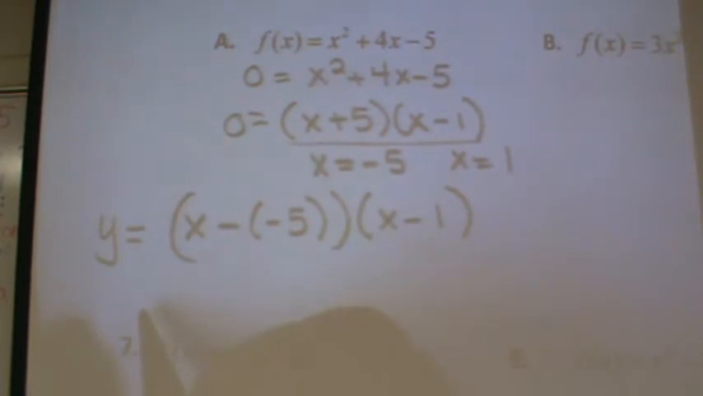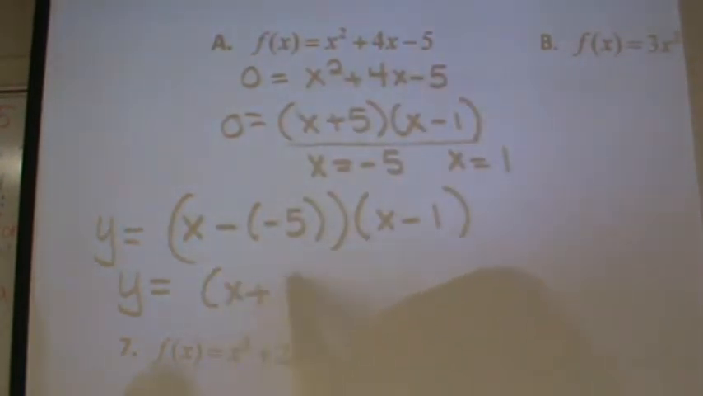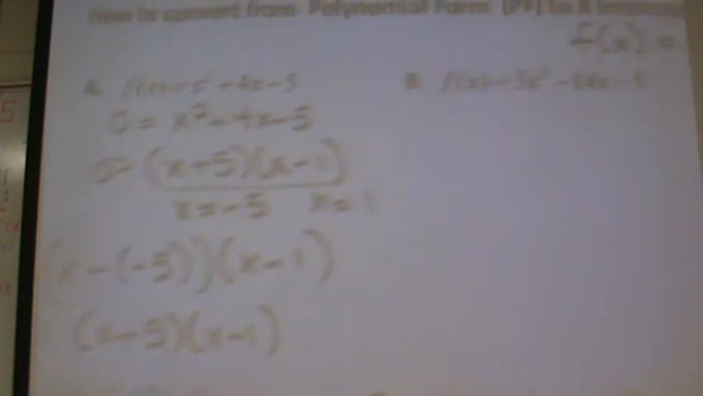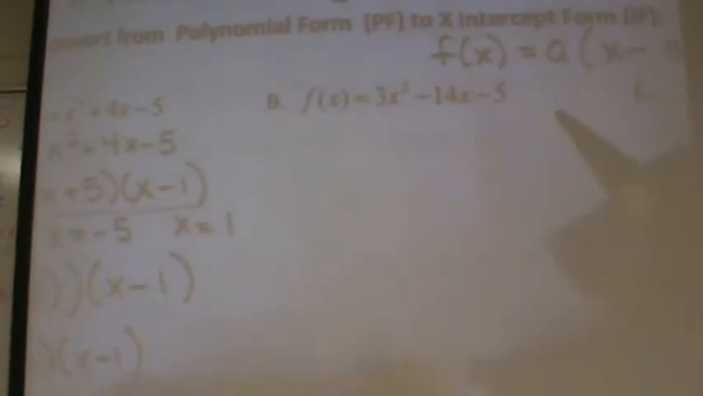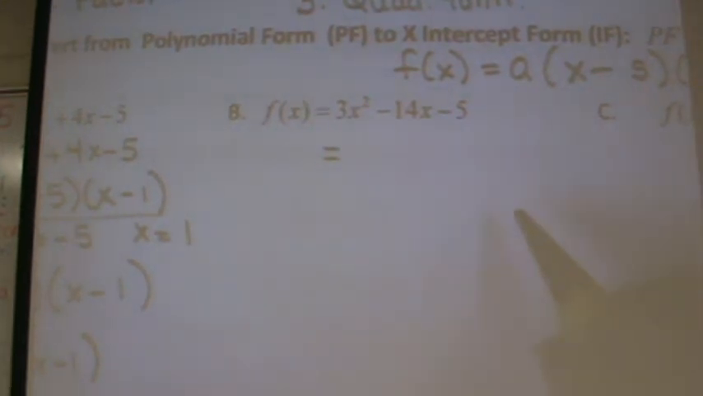Don't forget your y, and don't forget the a value. The a value happens to be 1. So if it's factorable, and the x's are 1x, then actually this is your answer. So x plus 5 times x minus 1. Okay, so I wanted to do an easy one to show you that sometimes they're that simple. But look at this one. This one is also factorable. I want to show you what this answer looks like.